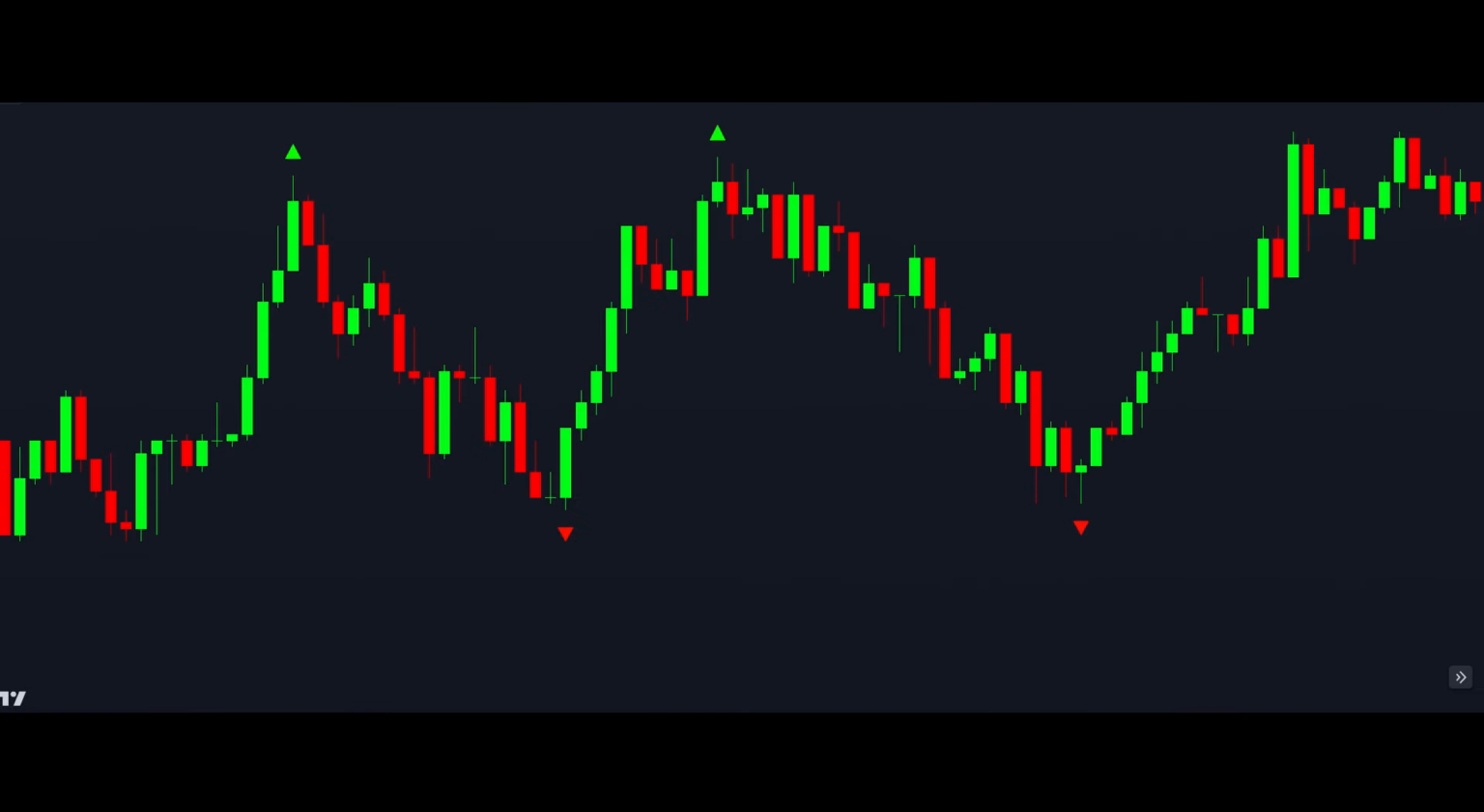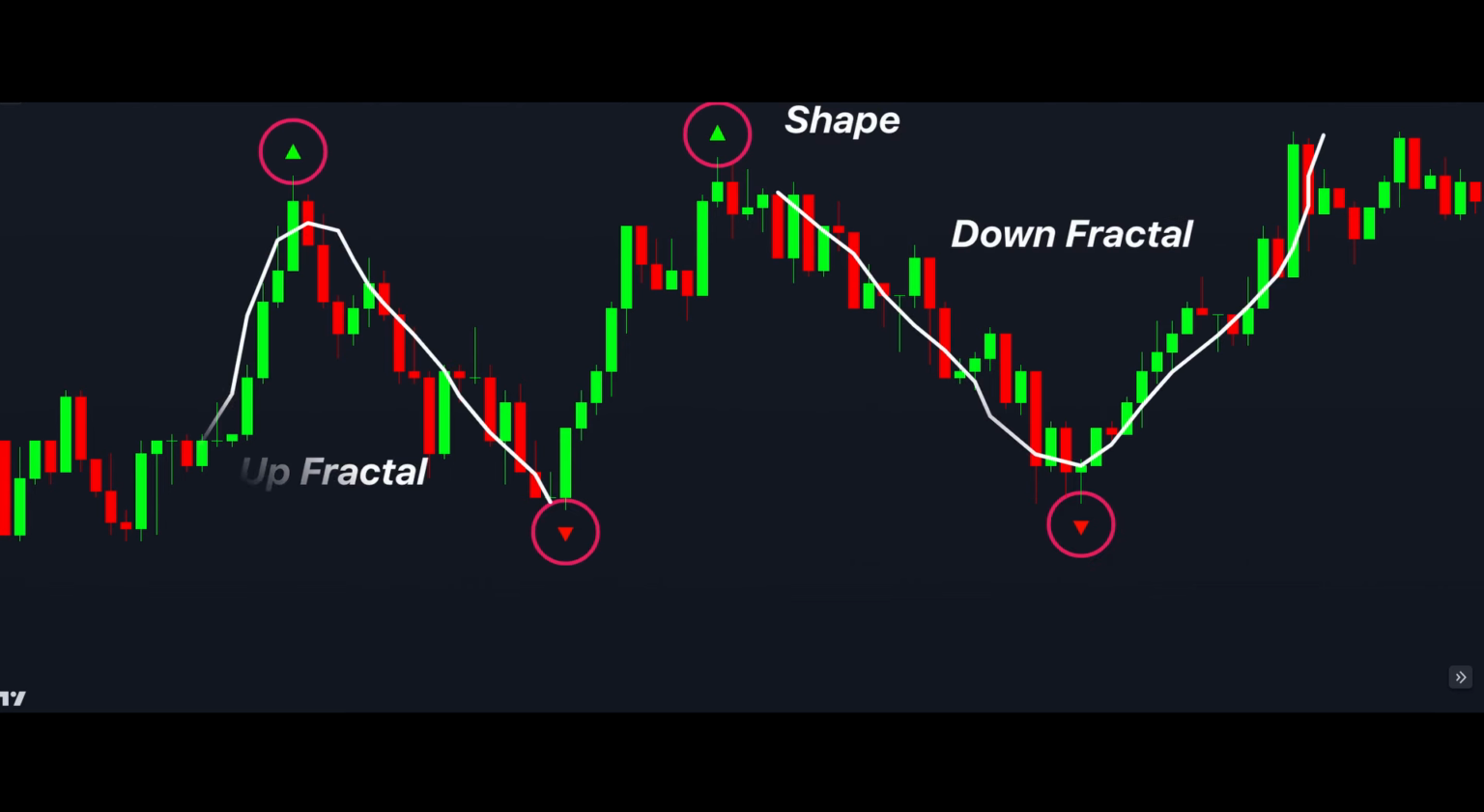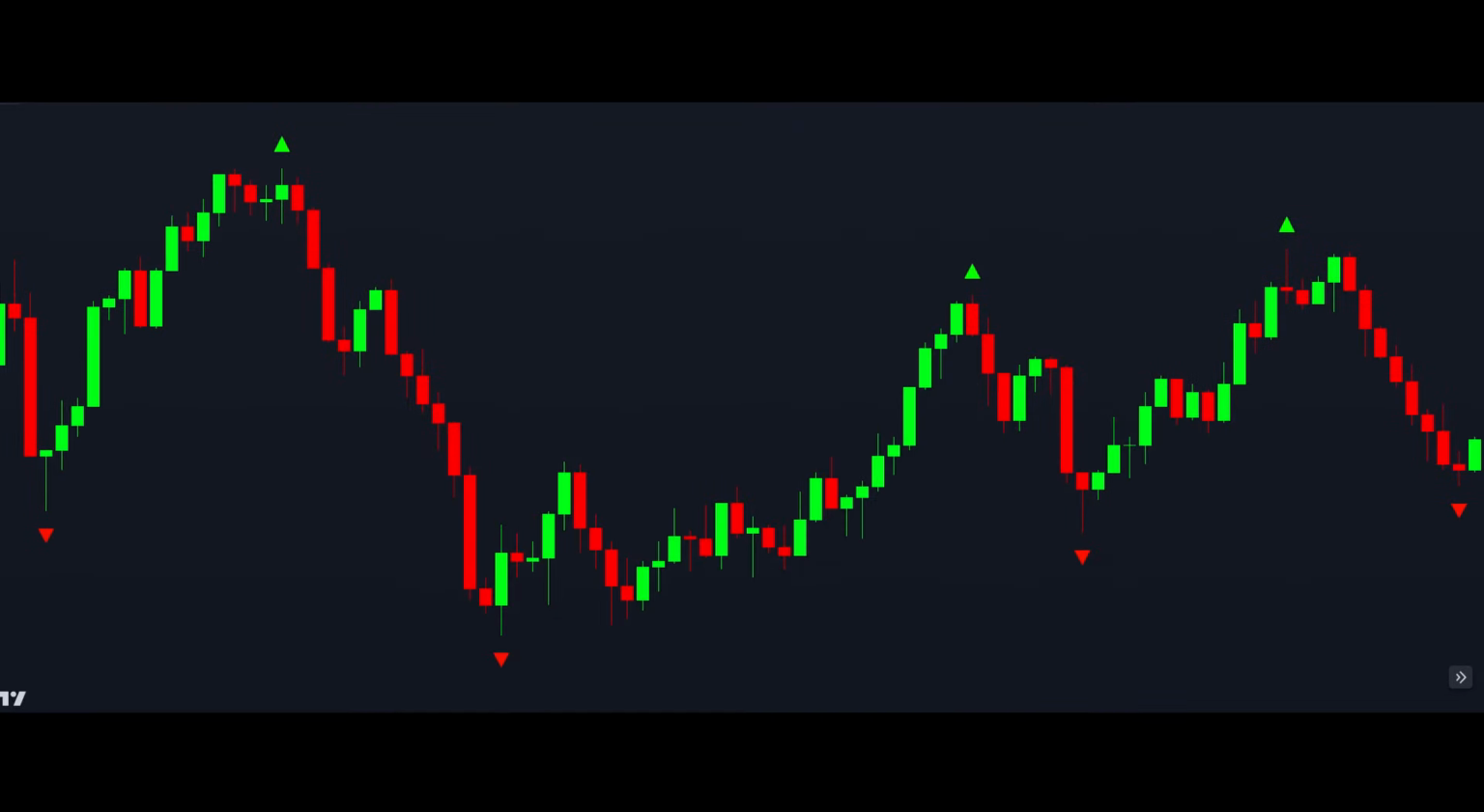The Williams Fractals indicator prints signals based on chart patterns called fractals. It identifies up and down fractals. The up fractals print signals on top of the chart pattern, while the down fractals print signals on the bottom of the chart pattern. The pattern it's looking for is basically a U shape. An up fractal is an upside down U pattern, while a down fractal is a regular U pattern. If you look at the chart on your own where fractals appear, you can probably see the general shape they identify.